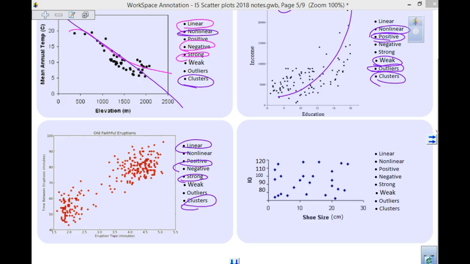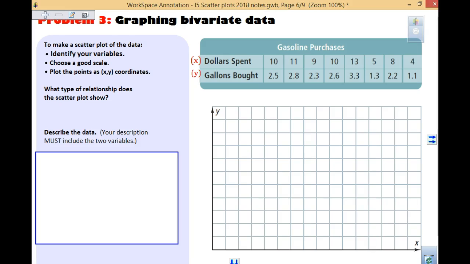Which do you think, should shoe size and your IQ be related? Yes, so that the bigger your foot, the smarter you are, the smaller your foot. Okay. I found like 16 sandals.